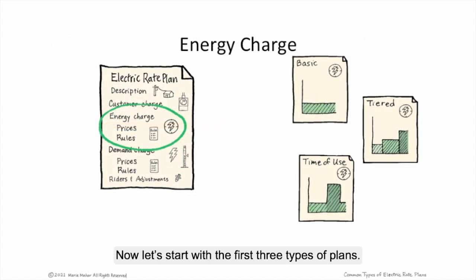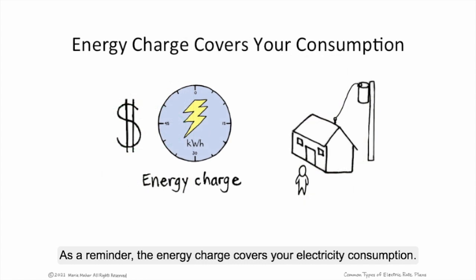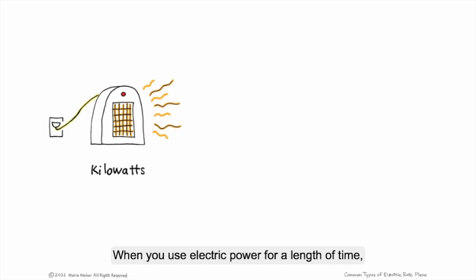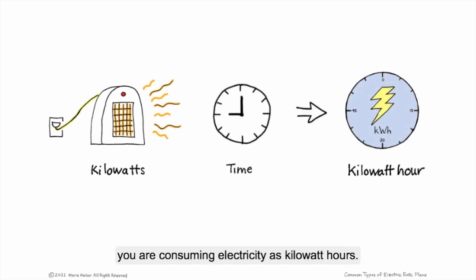Now let's start with the first 3 types of plans. I'll focus on the energy charge. These plans do not include a demand charge. As a reminder, the energy charge covers your electricity consumption. When you use electric power for a length of time, you are consuming electricity as kilowatt hours. This is what you pay for in the energy charge, kilowatt hours.